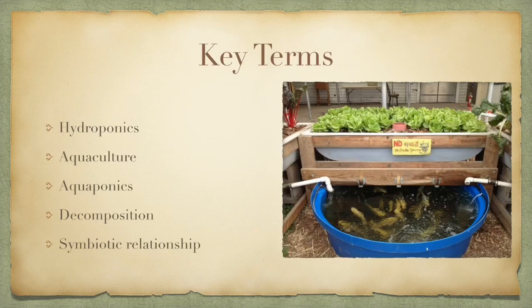Alright, so our last term is symbiotic relationship, and this is basically a close relationship between two organisms of a different species which may benefit the organisms or may not benefit them by closely working.